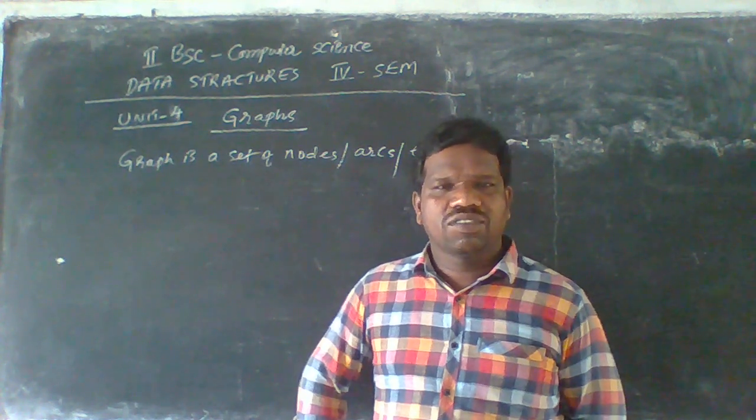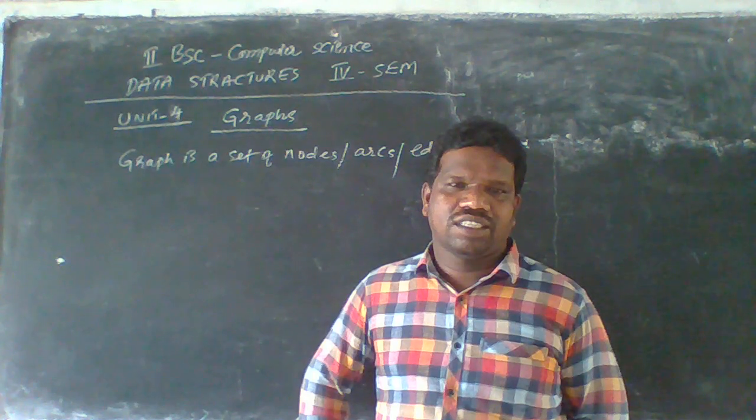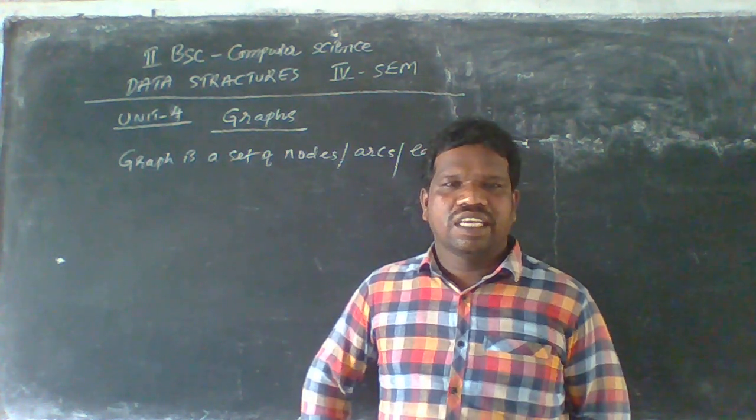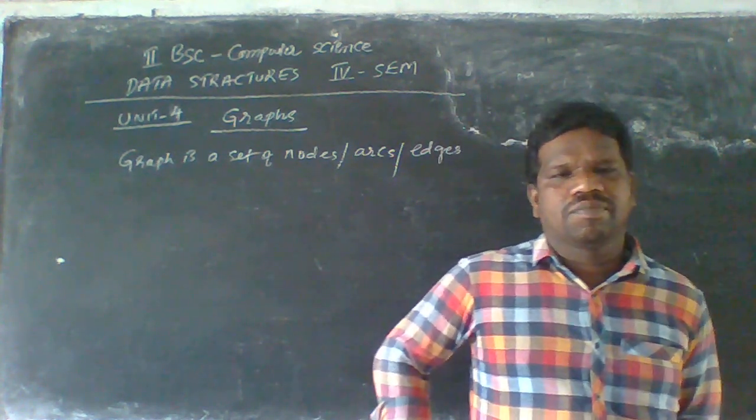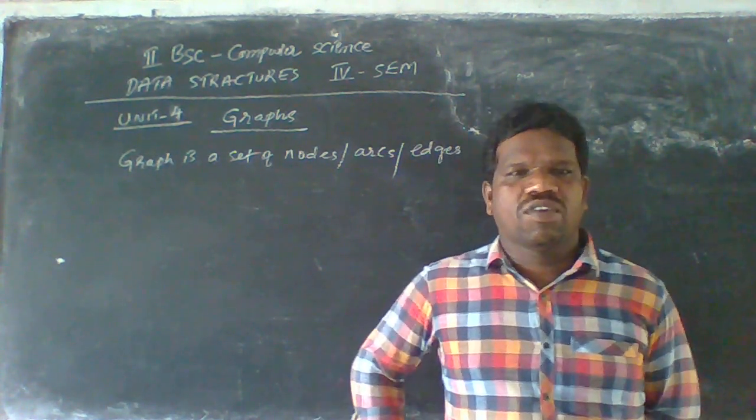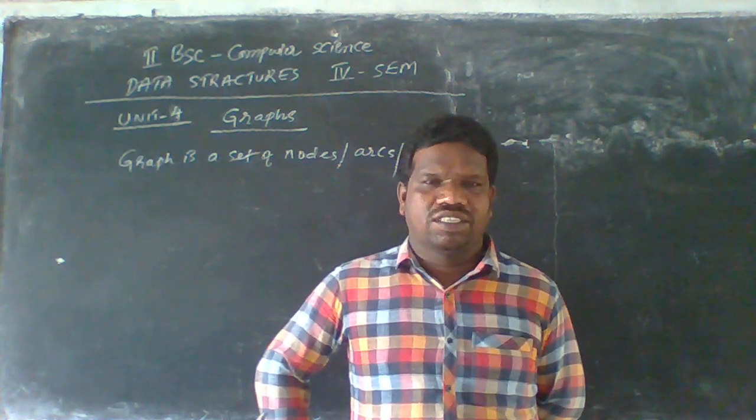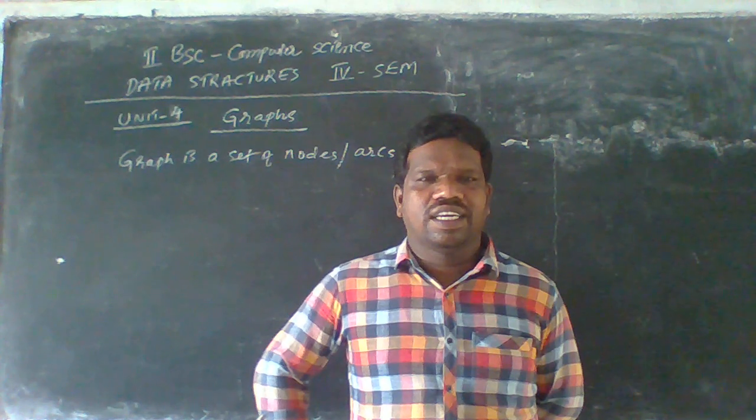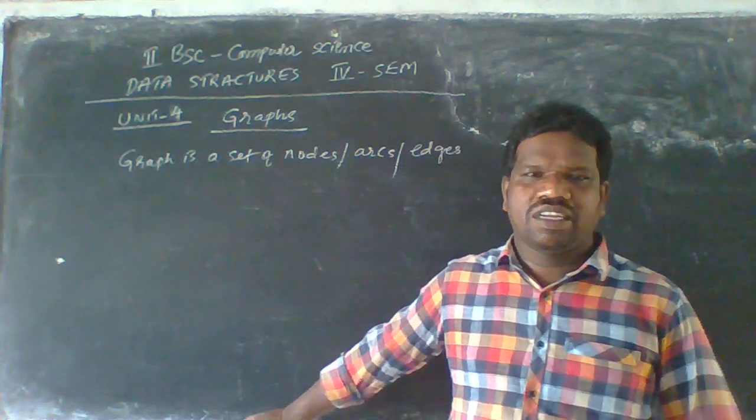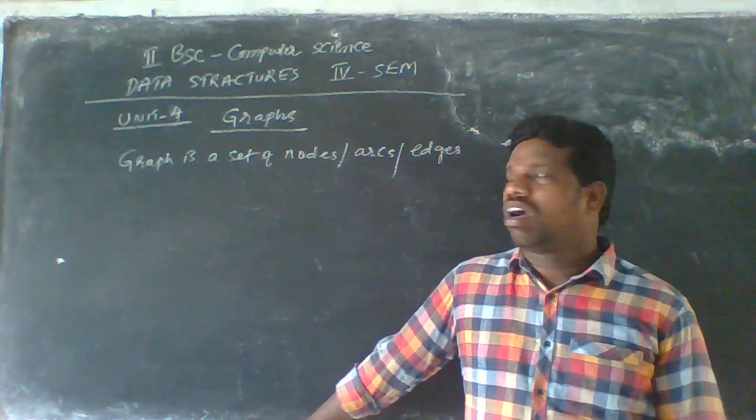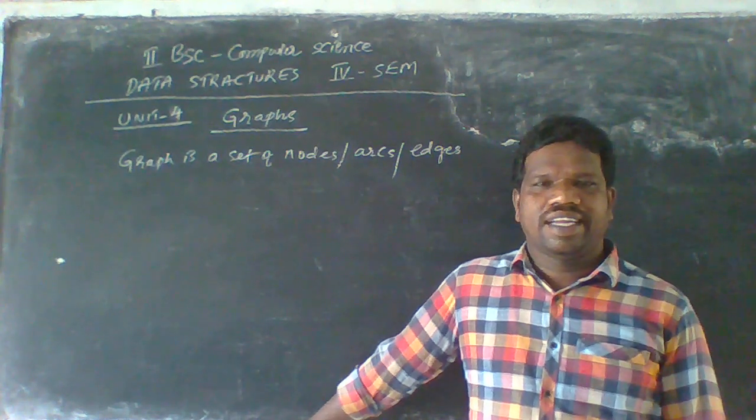So what is a graph? A graph is a non-linear data structure. What is a non-linear data structure? If a data structure is not following any systematic order, it belongs to the non-linear data structures. If it follows the sequential order, we say it is a linear data structure. Graphs do not follow any systematic order, hence they are called non-linear data structures.